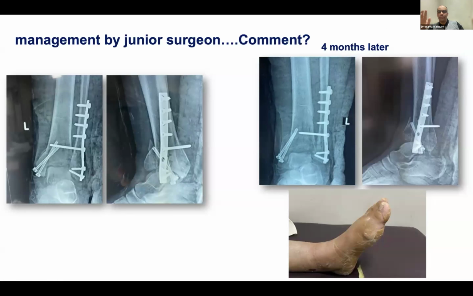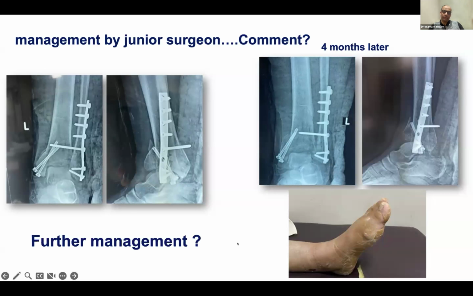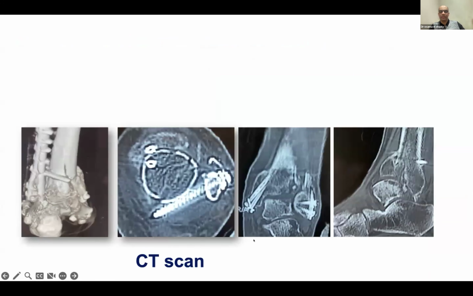Revision. This is a 4 month old pilon fracture. Who will go for revision? Okay. We will go for fusion. Do you want any additional imaging or something like that before you decide on arthrodesis first? Yes, CT scan. Mustafa says we need a CT scan. This is a CT scan. So what do you see in the CT scan now?